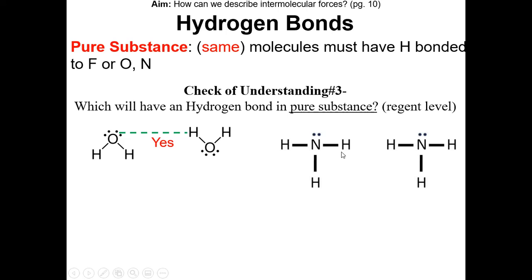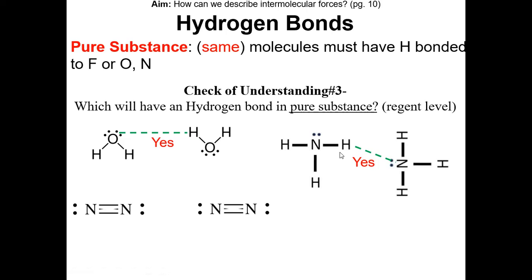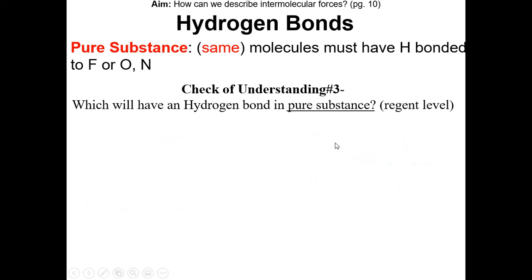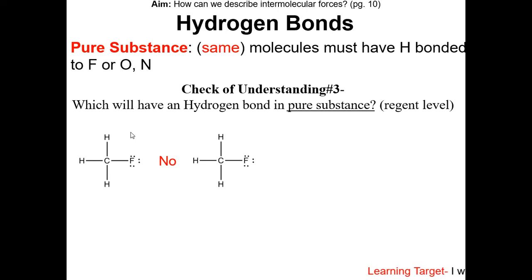Does ammonia have a hydrogen bond? The answer is yes, because it has an H bonded to an N. Does nitrogen gas have a hydrogen bond? The answer is no, because there is no hydrogen. In the next example, does CH3F have a hydrogen bond? The answer is no, because in order for it to have a hydrogen bond, the H must be bonded to an F, O, or N. The H is bonded to a carbon, not an F. So this C-H bond is nonpolar, so therefore there is no hydrogen bond.